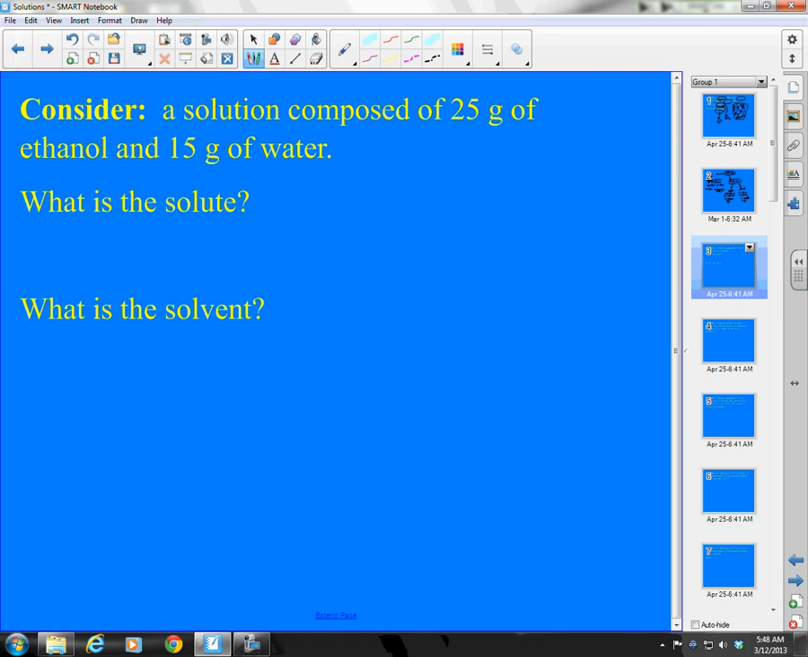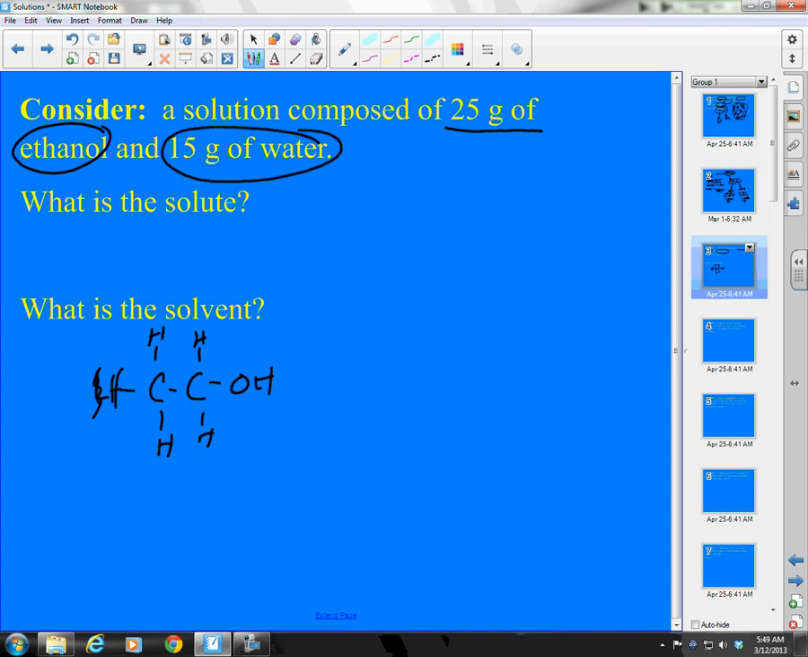Solution composed of 25 grams of ethanol. What is ethanol? Ethanol is what? C2H5OH with some hydrogens around it, right? Something like that. That is my ethanol. Good, C2OH. And I have 15 grams of water. Which one of these is in lesser quantity? The water. So water is my solute. And what's my solvent? Yoink, ethanol.